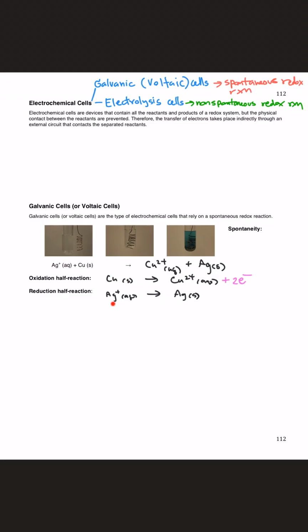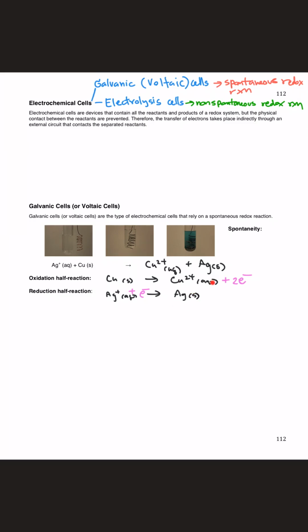Do the same thing for the reduction half reaction, because the number of elements is already balanced. The next thing is to balance the charge by adding electrons. So I'm going to do the same thing here. We need 1 electron on this side, because 1 electron plus the positive charge is going to neutralize each other, so that it's going to equal the right side.